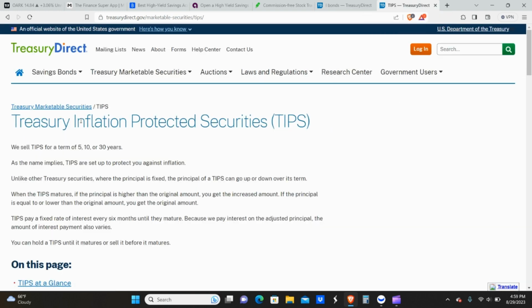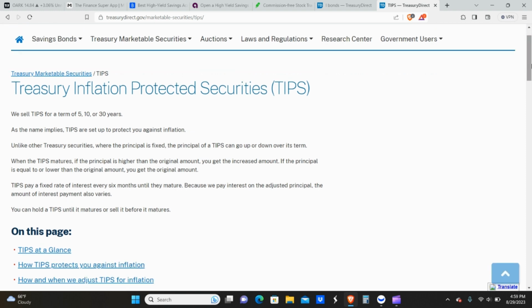Another good one would be treasury inflation protected securities, or TIPS. It says they sell them for a 5, 10, or a 30-year term, I guess. I'm pretty sure inflation's not going to be at 5% in 5 years. Don't quote me on that. But if the Fed keeps on with what they're doing currently, then inflation will be back down to 2%.